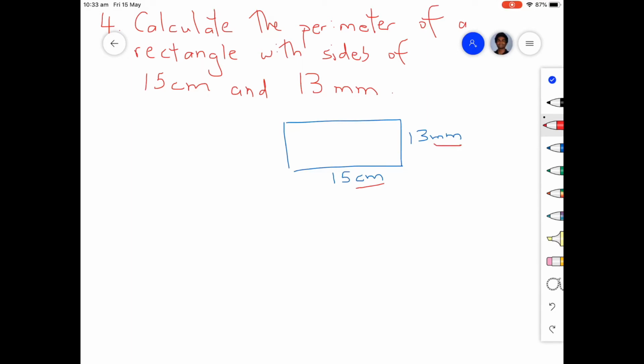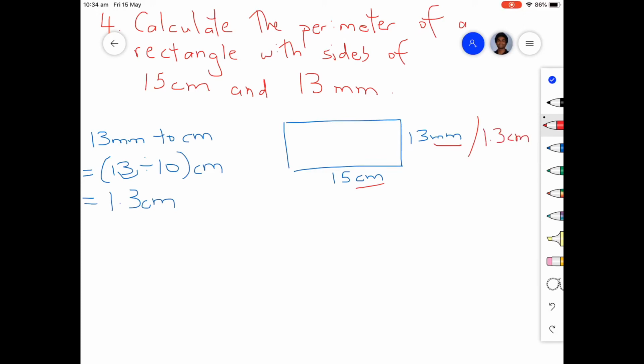Now I'm going to convert the millimeters into centimeters. Using our distance flowchart once again, we know that to convert from millimeters to centimeters, we need to divide by 10. So our first line will be 13 divided by 10, and then outside the brackets we have centimeters, which are the units that we're trying to convert to. Very simply, 13 divided by 10, we move the decimal point one place to the left, and so we end up with 1.3 centimeters.